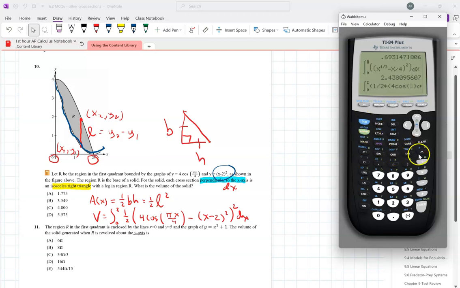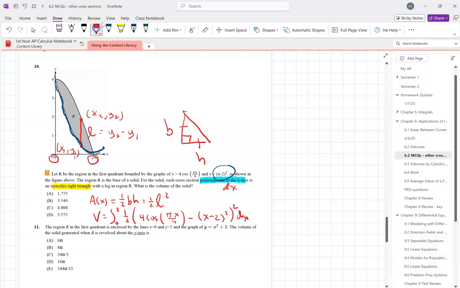The one thing I would be careful about, though, is the mode of my calculator. Since I have a trig function involved, I know I need to be careful about that. What mode is my calculator always in AP Calculus? Radians. So I want to make sure that's the case. It is. So there I get 1775-ish. That looks like my answer for A.